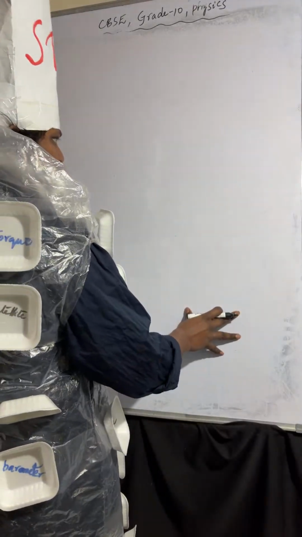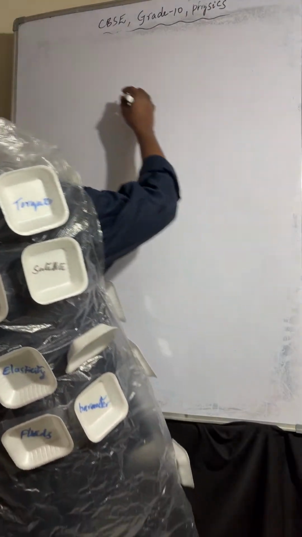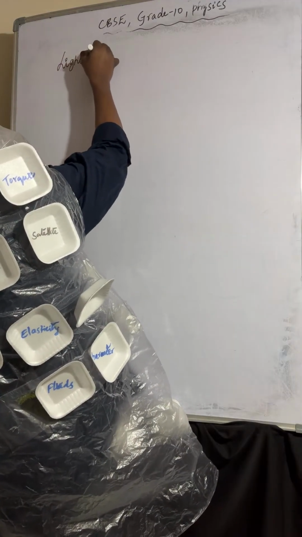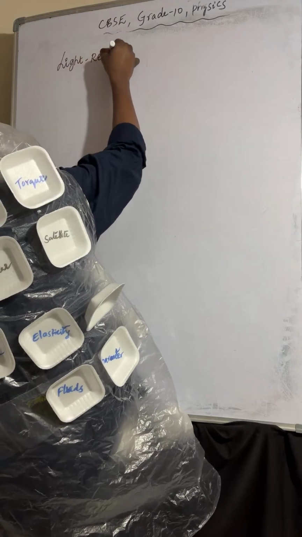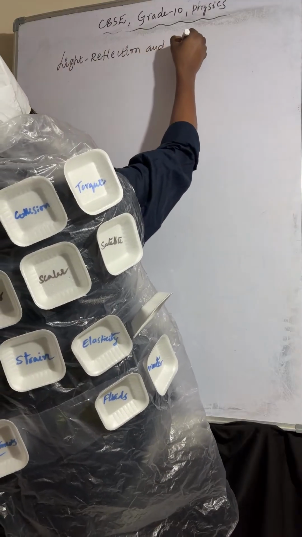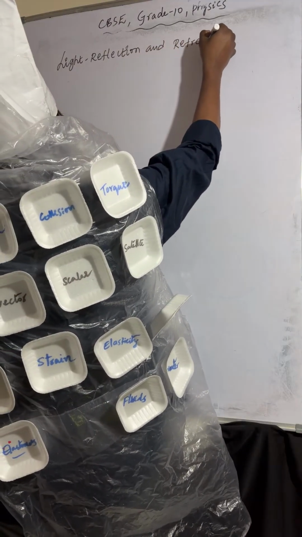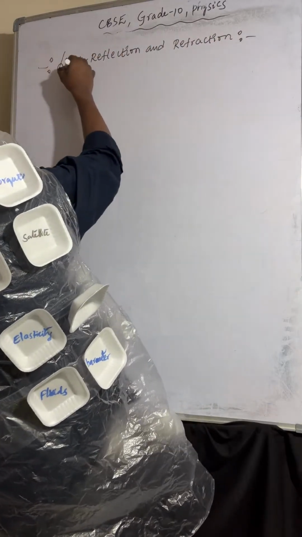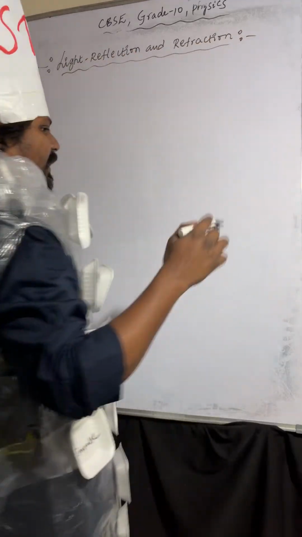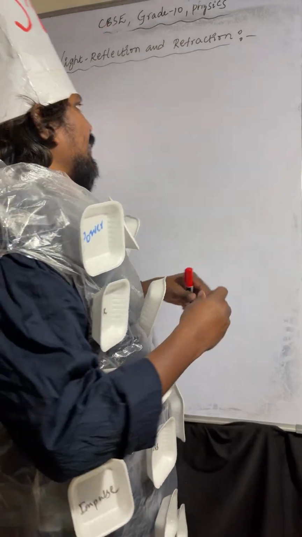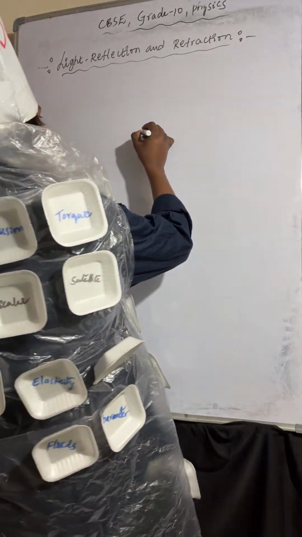Okay, so I'm taking here light, reflection and refraction. When light is incident on the surface, it reflects back. The bouncing back of the light from the reflecting surface is called reflection of light.